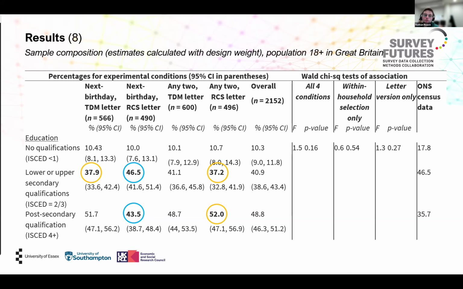But if you look at the NE2 group, this wasn't really the case, and actually the NE2 and TDM letter version did better with this group compared to the RCS letter. So we have some conflicting findings there, and we were also a bit restricted in how we had to combine the categories to match them with the UK census.